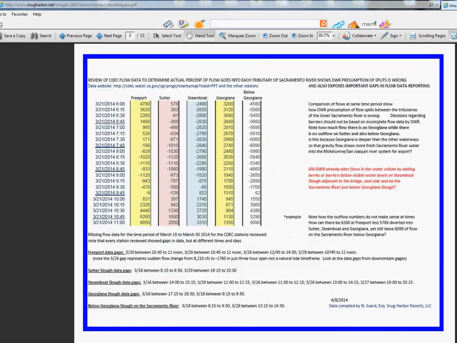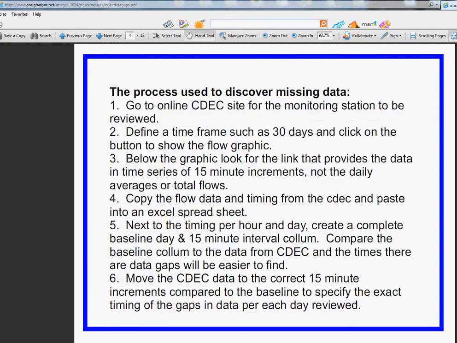And is there actually more flow on the waterways than reported, or do the gaps hide experiments on the flow? So this is the summary page, and I actually will come back to this so you can see how I got to this before I go through the summary page.